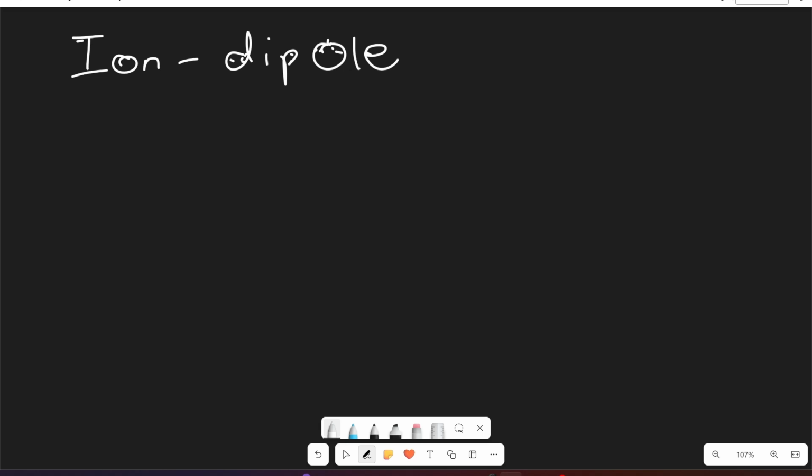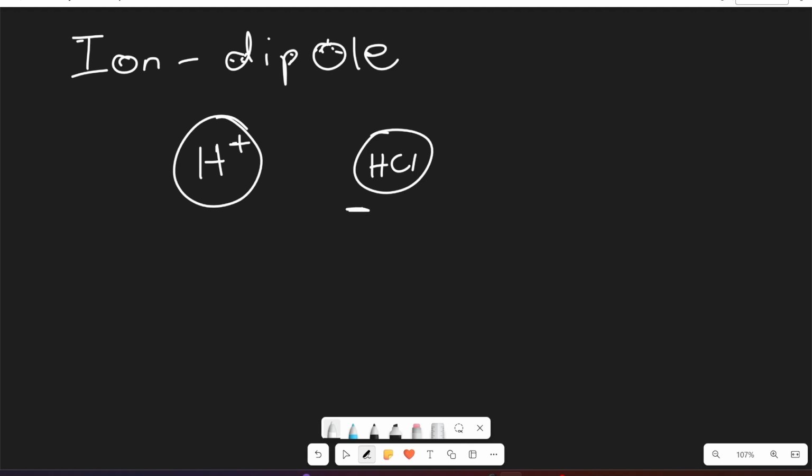So let's say that I had an H plus ion here. And then let's say I had an HCl here, which would be a polar molecule, hence the dipole part of the name. The partial negative side, so the Cl side of this, is going to be attracted to the positive, the cation, or the H plus here, and that's how that attractive force works. Again, this is stronger than H bonding.